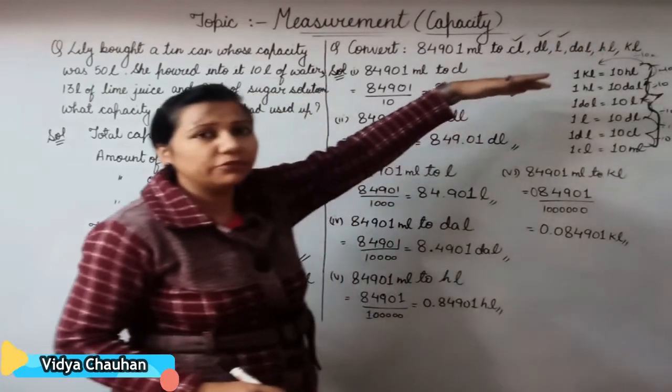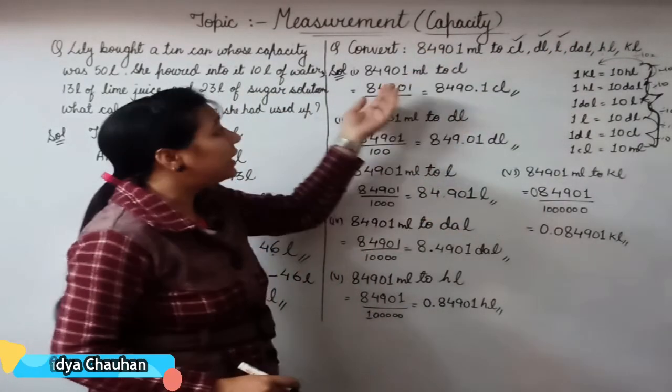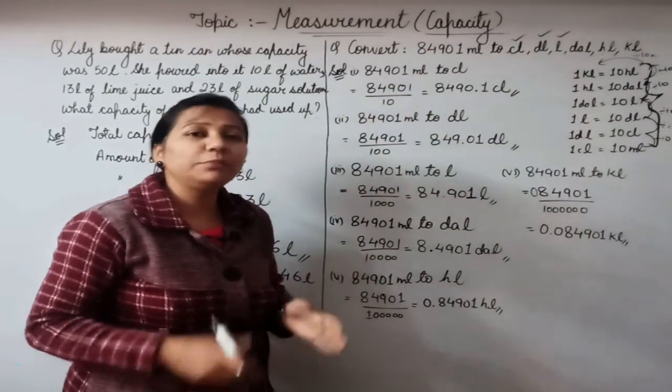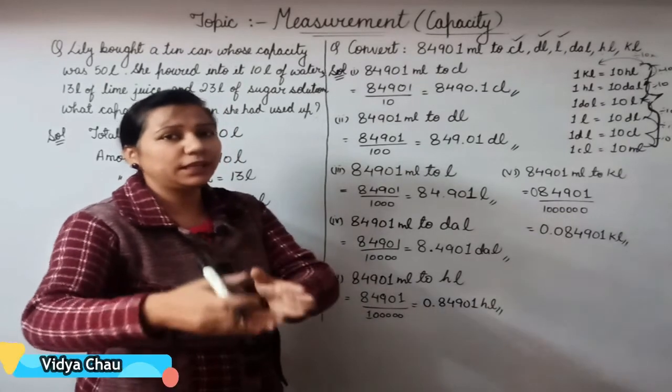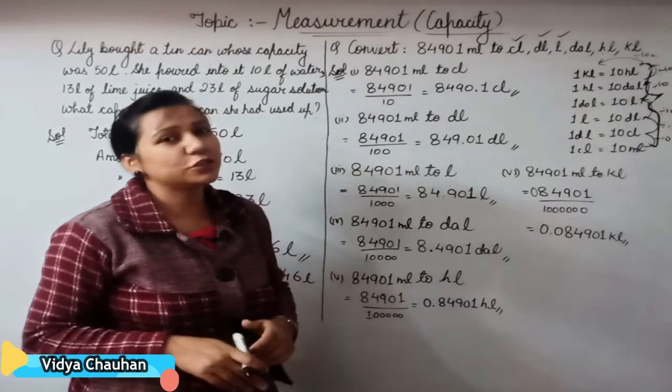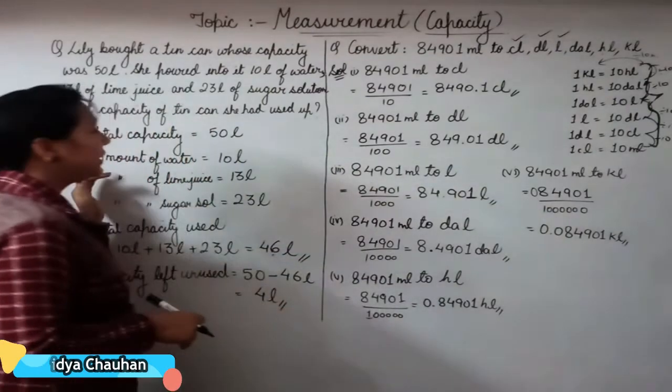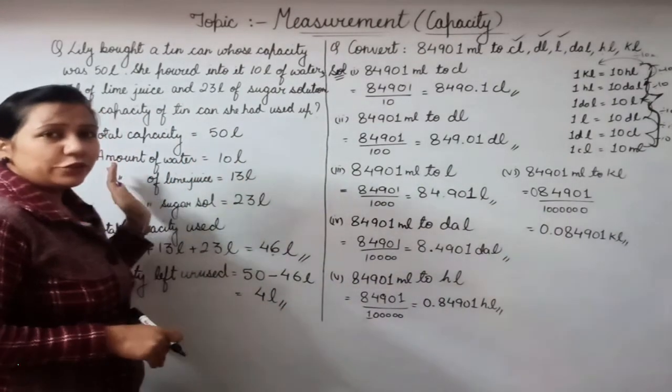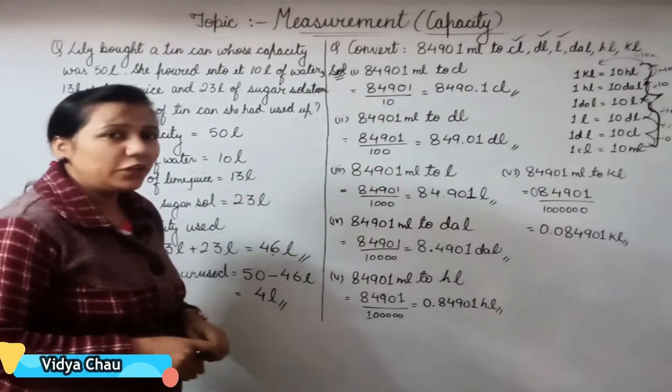Similarly, if it is being given from bigger unit to smaller unit, every time we multiply by 10, 100, 1000, 10,000, lakh, 10 lakh, and so on. So I hope with this, both the solutions to the question are clear in your mind.